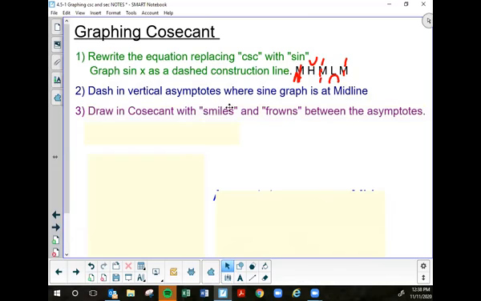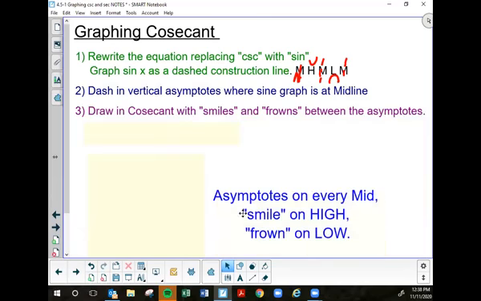Drawing the cosecant with smiles and frowns, you smile on the highs and frown on the lows. If you want a pattern, the pattern goes A, H, A, L, A: asymptote, high, asymptote, low, asymptote. But you can just use the pattern for a sine and just know you replace the m's with A's.